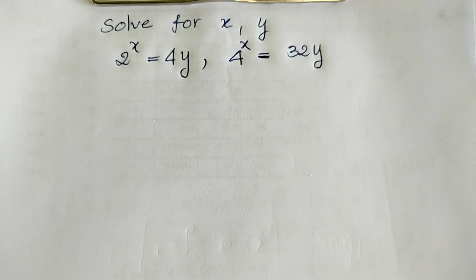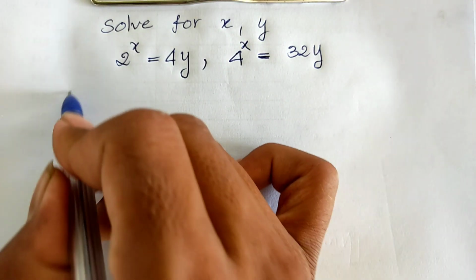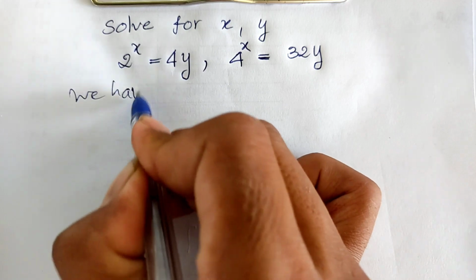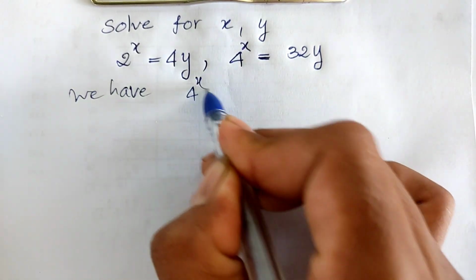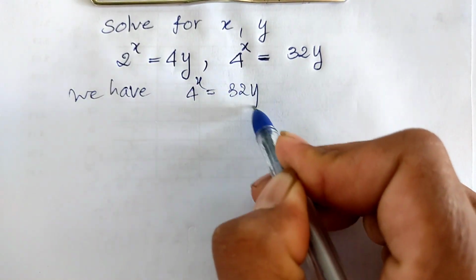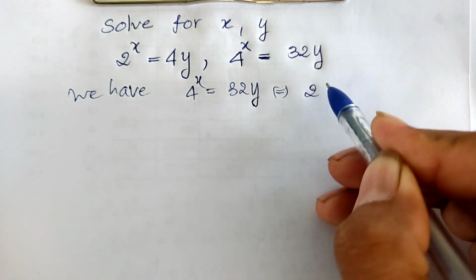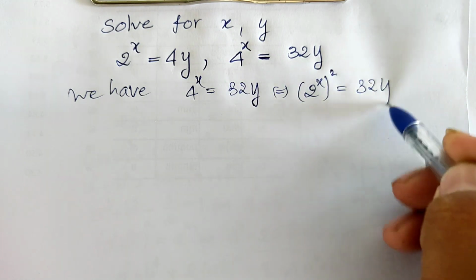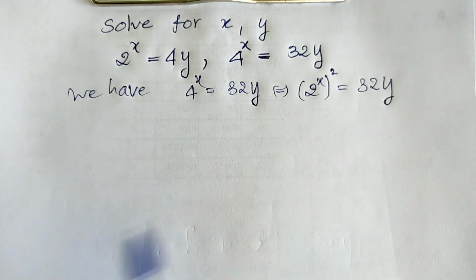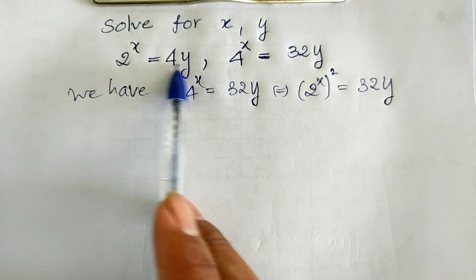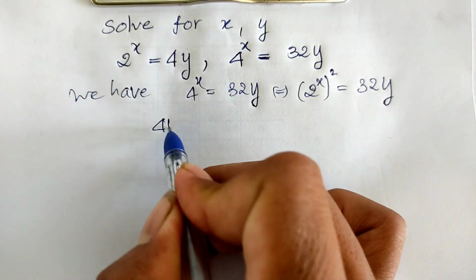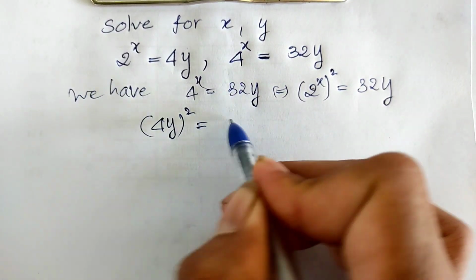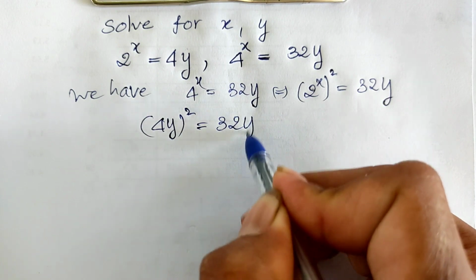Okay, now let's not waste time. We go to the solution together. Then we have this: 4 power h equals 32y. So I can write (2 power h) squared is equal to 32y. And now this 2 power h is replaced by 4y, and I get (4y) squared is equal to 32y.